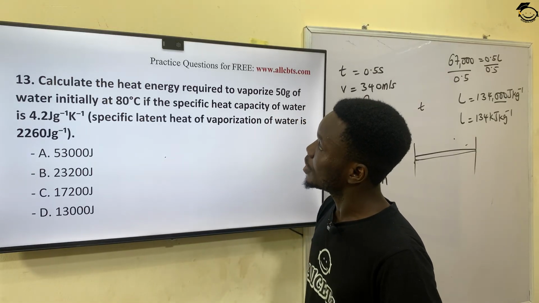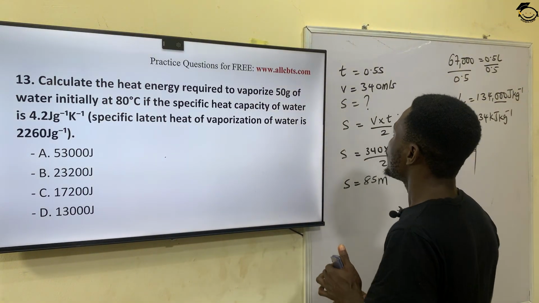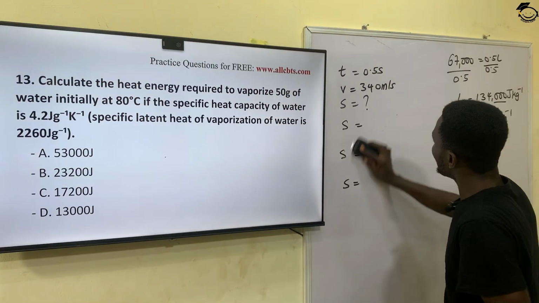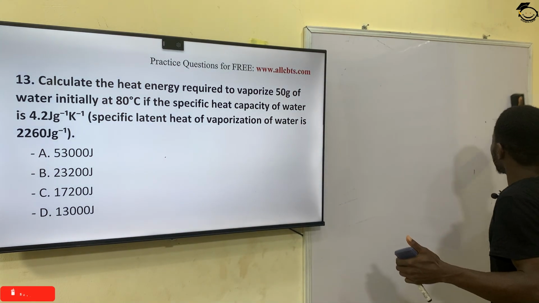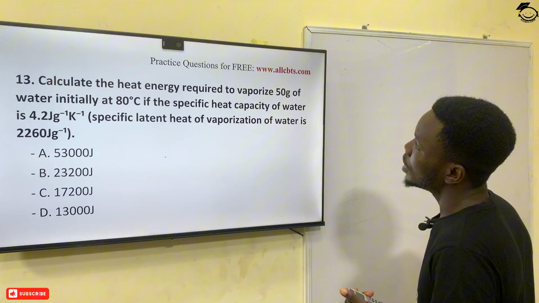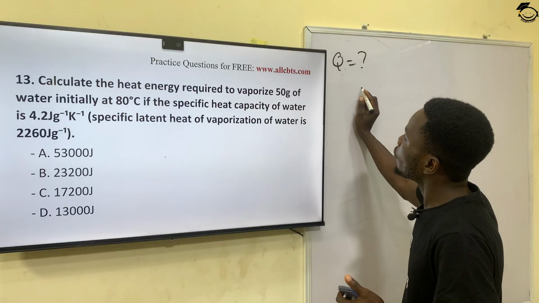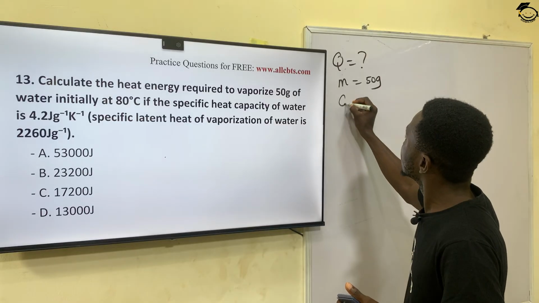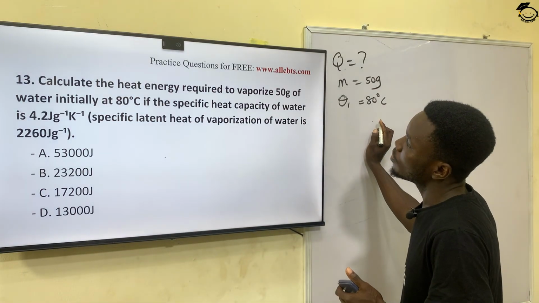So that takes us to question number 13, which says, calculate the heat energy required to vaporize 50 grams of water. This question is still talking about specific latent heat, but strictly on vaporization of steam. So we're looking for the quantity of heat required to vaporize. The mass is 50 grams of water, initially at a temperature of 80 degrees Celsius.